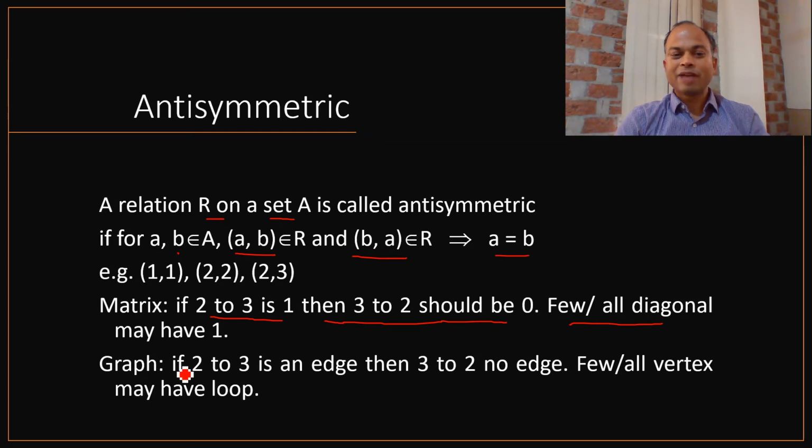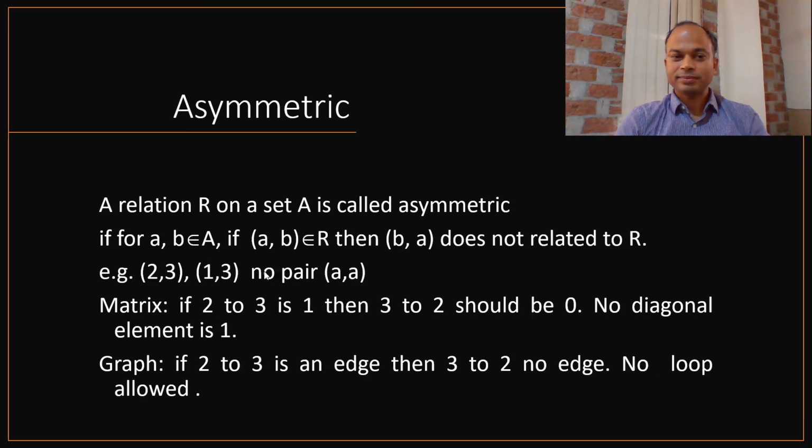If we talk about the graph representation, then there should be an edge from 2 to 3, but there should be no edge from 3 to 2. Few or all vertices may have a loop because we have the pairs 1, 1 and 2, 2 also. In this way, we can represent this relation using the matrix and graph.